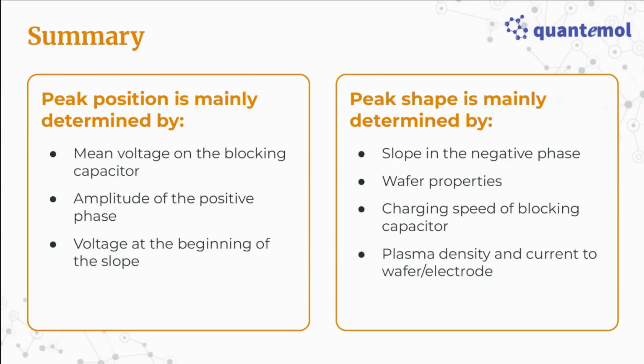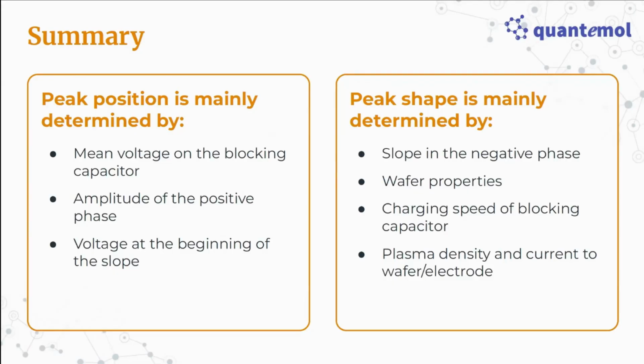The peak shape is mainly determined by the slope in the negative phase, wafer properties, the charging speed of the blocking capacitor, and the plasma density, or rather the current to the wafer electrode. So we have these two different characteristics which influence the IDF in different ways. And I think it's a nice outcome of the simulation that you can actually see which part of the voltage waveform has which effect.